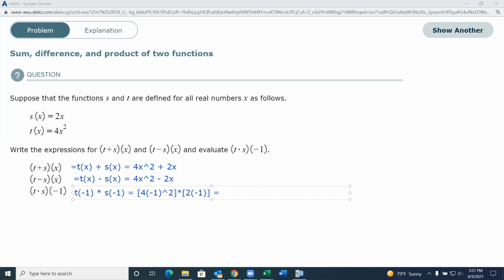And now this one, I actually can simplify a little bit. So that'll be 4 times 1, and then times -2. Whoops. Okay. And that's just going to be -8, and that's it. And isn't that nice that I could type it so that it was actually legible? Anyway, that's how it goes.